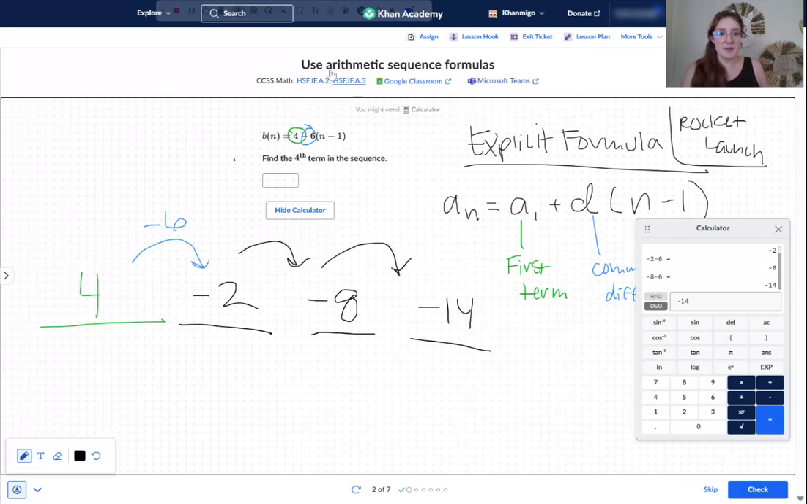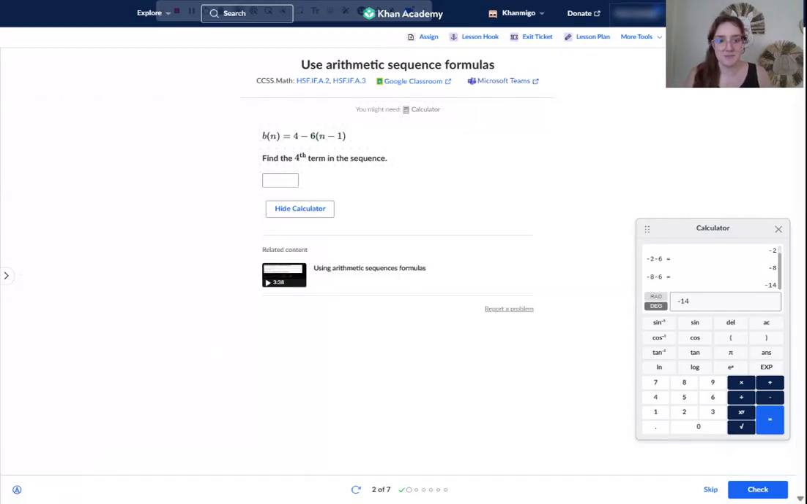So for this topic, you're kind of hopping between the explicit formula and the recursive. You could have absolutely used the explicit formula to rocket launch you, but because it was only the fourth term, a smaller term, it seemed easier just to bunny hop. So let's go ahead and plug that in and we'll check.